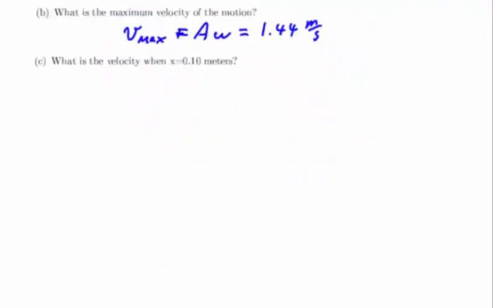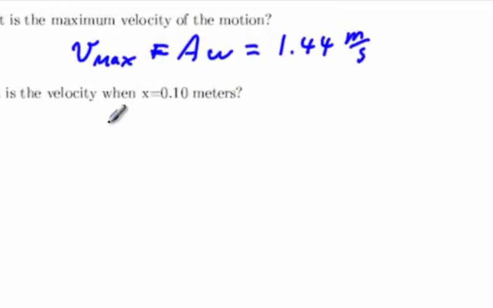Next, we're asked for the velocity when x is 0.1 meters. Let's formulate this as a well-formed question. To satisfy the question, we must provide a value for the velocity v. This is an ill-formed question, because v takes many values, it oscillates back and forth between plus and minus A omega. To make an explicit question, we would like to find the v when the x was 0.1 meters.